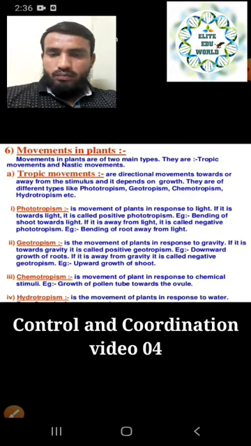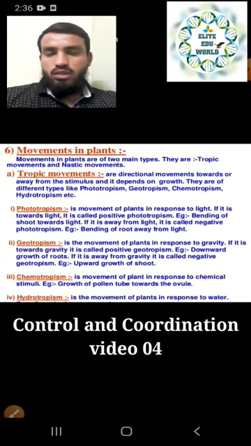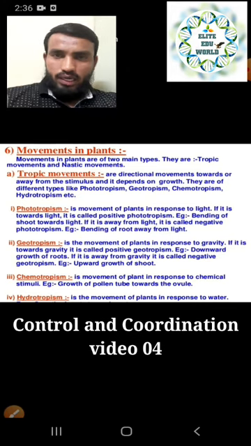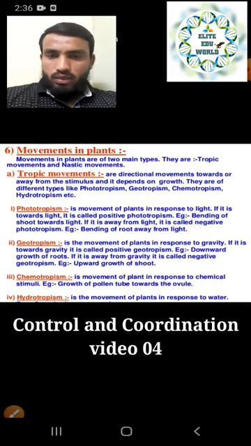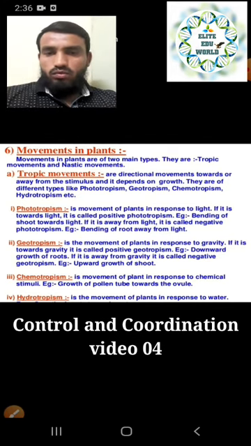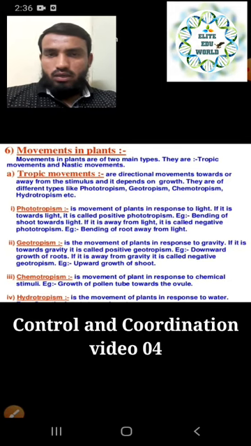Number three is chemotropism, the movement of the plant in response to chemical stimuli. Some kind of chemicals are released in the plant, and the plant moves towards the chemical released. That is called chemotropism. You can compare chemical and chemo. An example is the growth of pollen tubes towards the ovule, which you can understand from the diagram in the next slide.